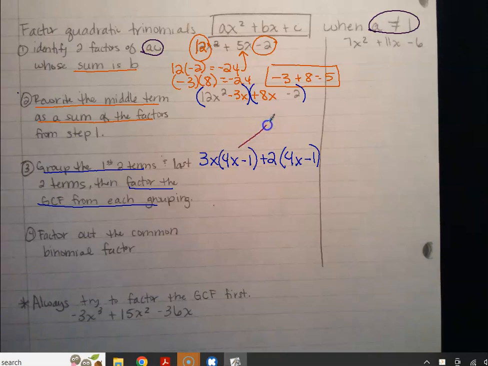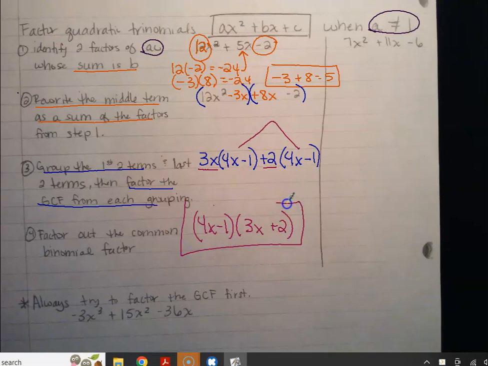Now, look at this. These are those common binomials that we had before. That should happen every single time. You should get a common binomial that you can pull out. You can factor out that common binomial, and then you combine what's left. So what's left is 3x plus 2, right there. And then you're done. You have your 2 binomials.